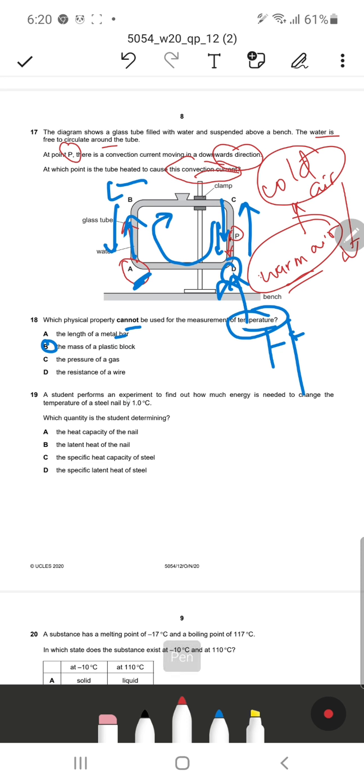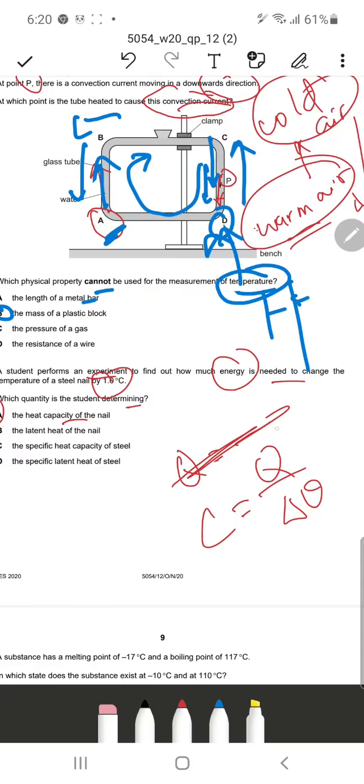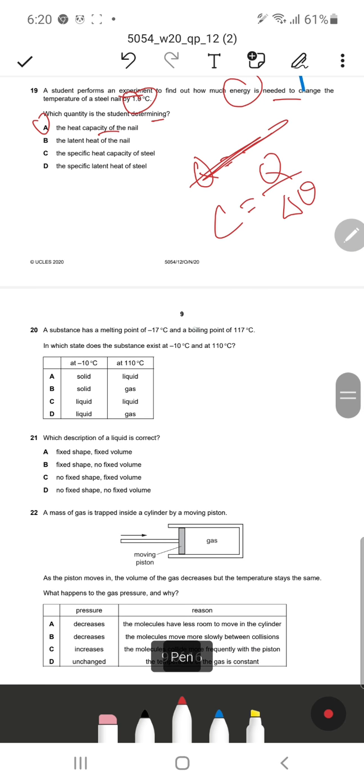Okay, question number 19. It says a student performs an experiment to find out how much energy is needed to change the temperature of a steel nail by 1 degree Celsius. What quantity is the student determining? So energy, Q, and C equals Q by delta theta. This is the formula for heat capacity. So the student is measuring the heat capacity here, which is A, the heat capacity of the nail. If you know the formula, we shall know that. That's how heat capacity is defined.